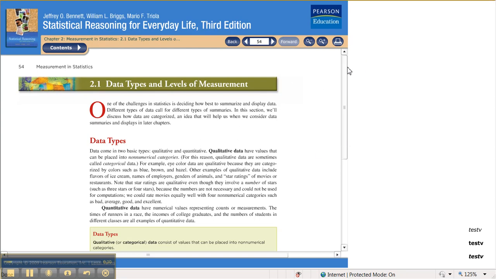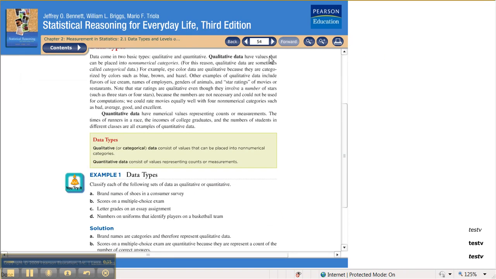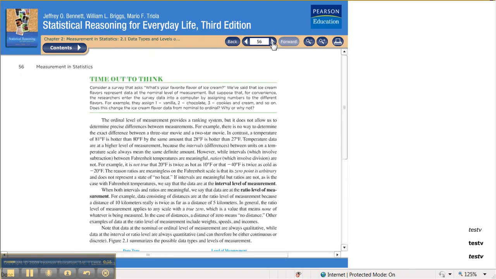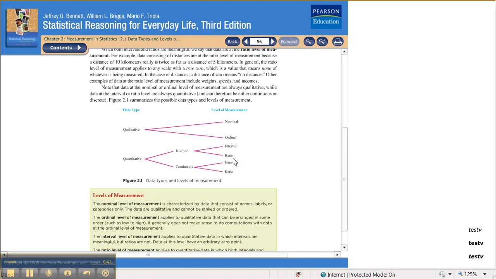I'm in section 2.1, and you'll see there's some information given here first, but I'm going to skip over to page 56 and talk about this tree diagram. Notice here that the variables are either going to be qualitative or quantitative. All variables that we work with in statistics, we can classify in one of these two groupings. Qualitative means non-numeric, so if you ask someone the type of tennis shoe they're wearing, they may respond Reebok or Nike or Adidas, so non-numeric.